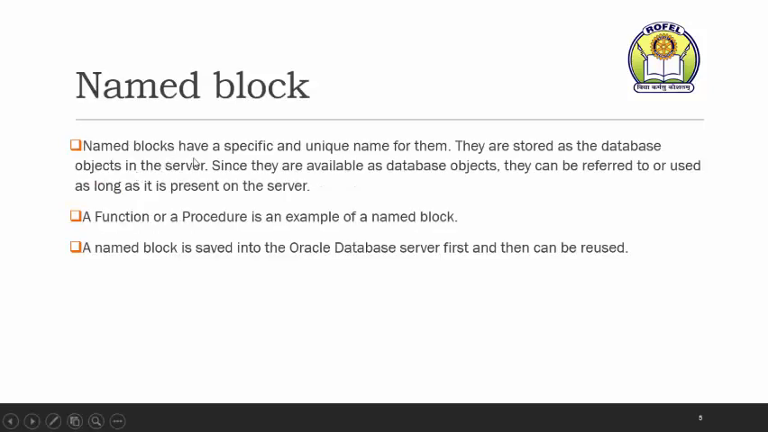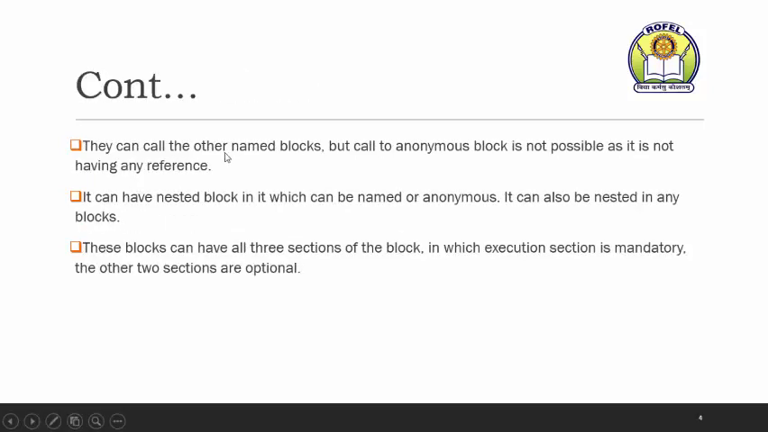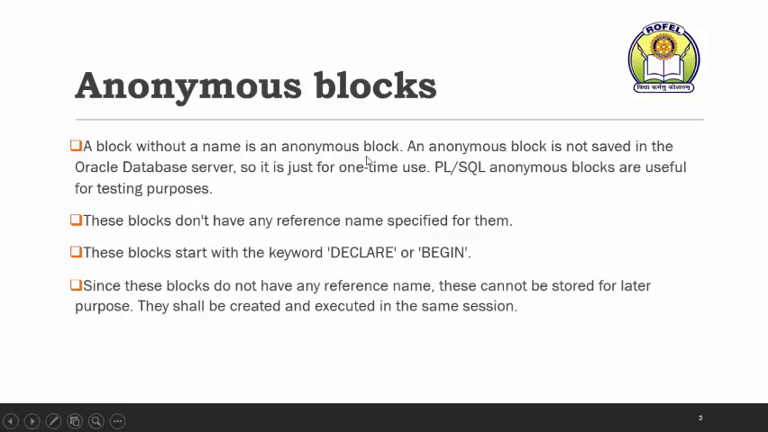Anonymous block means a block which does not have a specific name. That means you have not given any name to your block, and an anonymous block is never saved in your database. Any block you create will never be saved in the database if you do not give it a name. Okay. Now PL/SQL anonymous blocks are majorly used for testing purposes only.